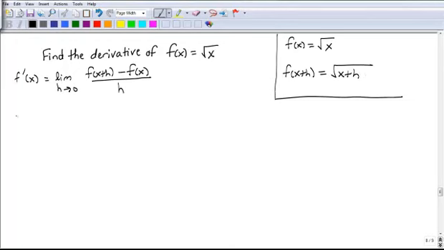So, I can start working with this formula. This is the limit as h goes to 0. f of x plus h is the square root of x plus h. f of x is the square root of x. And the whole thing is divided by h.